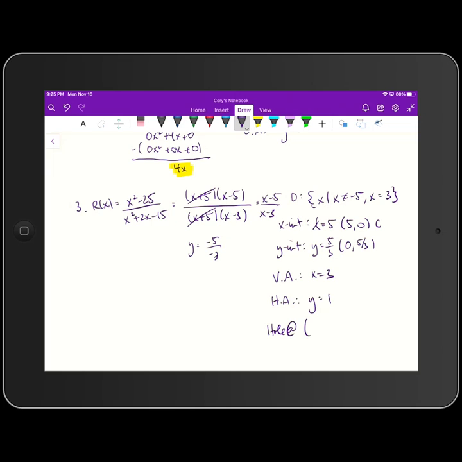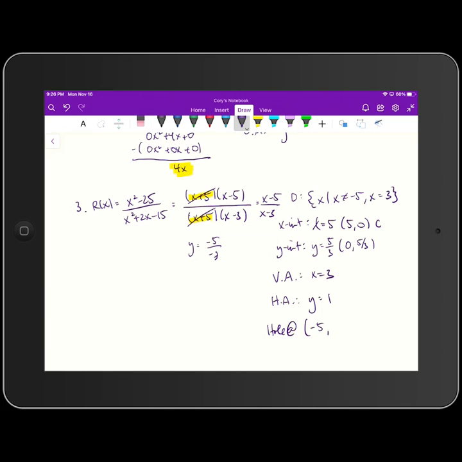Let's talk about how to find the coordinates of the hole. Okay, so if you want to find the coordinates of the hole, what you do first is you look at your canceled factor and the value of x that makes that canceled factor 0, that is going to be the x coordinate of your hole. So the value that makes x plus 5 0 is the x value of -5.